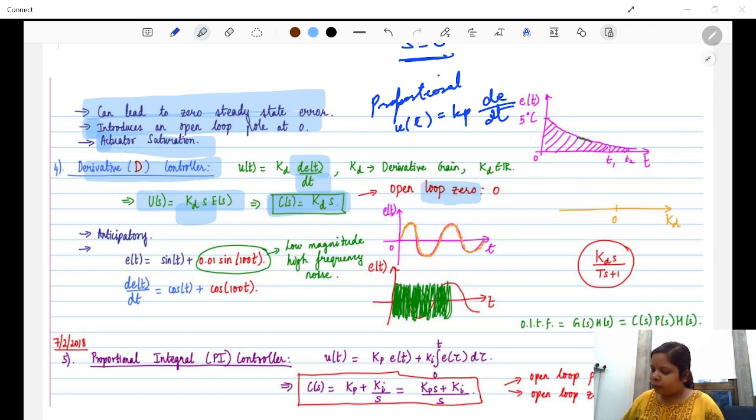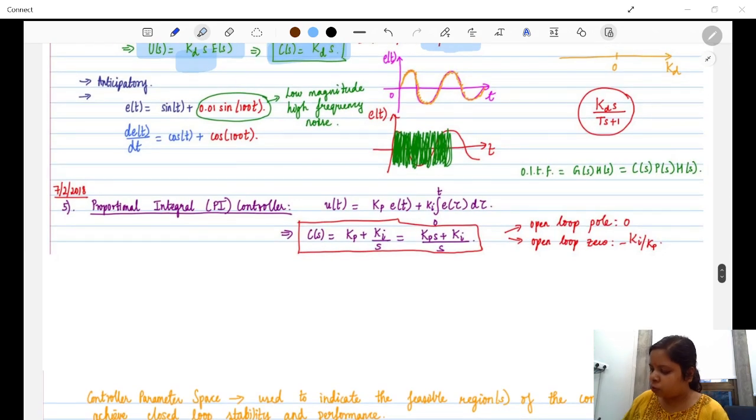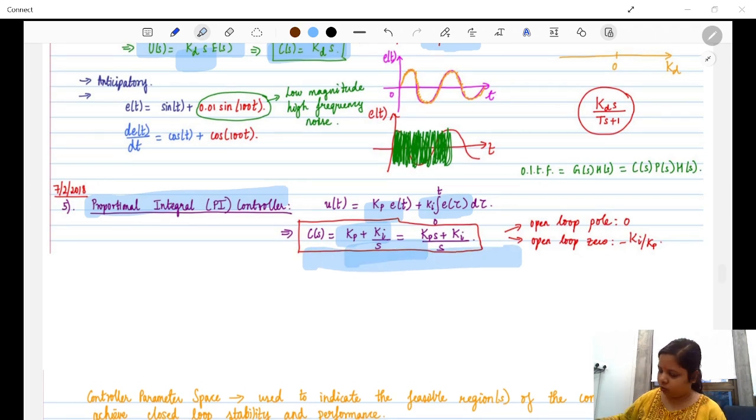Okay, similarly, if you try to combine proportional and integral, that means you are going to have Kp into the error term plus Ki into the integral of the error term. So it is going to be Kp for this and Ki upon s for this. So this is your controller, proportional integral controller.